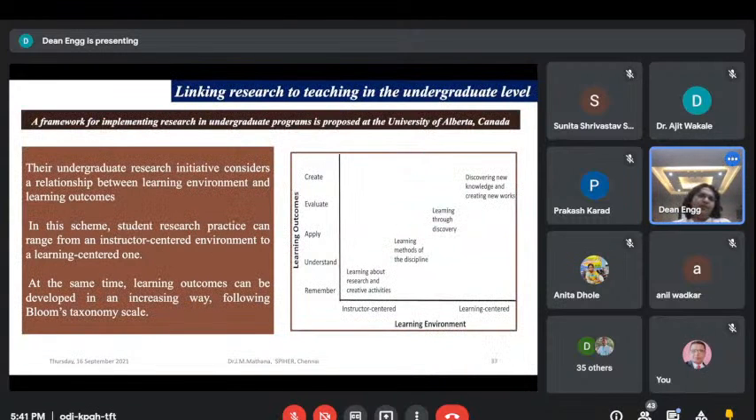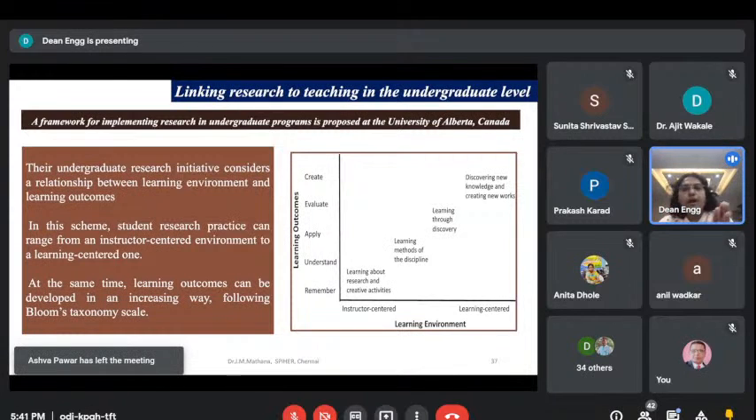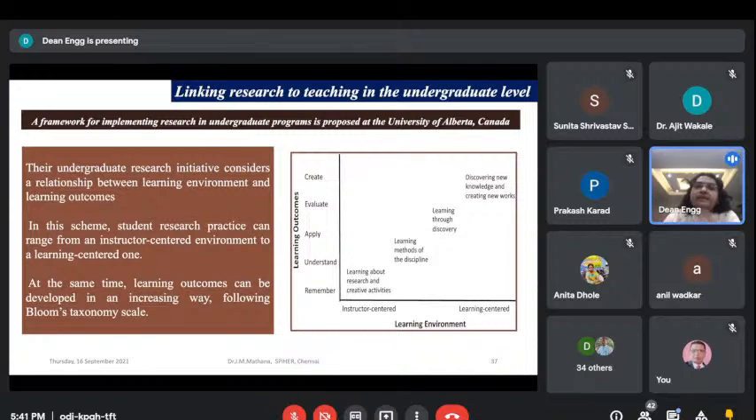Now, everything we have talked about is only theoretical. Now I am going to explain how to link research in a particular subject. For that, I am going to consider one subject, how I am going to link the research, and how we are going to implement it. First, I'm explaining a framework of how they linked research in teaching at the undergraduate level. This is proposed by the University of Alberta, Canada.